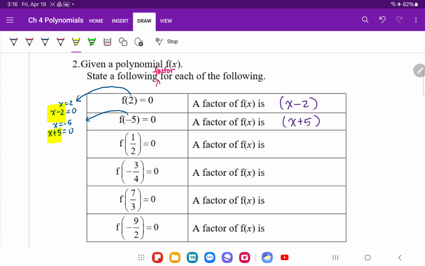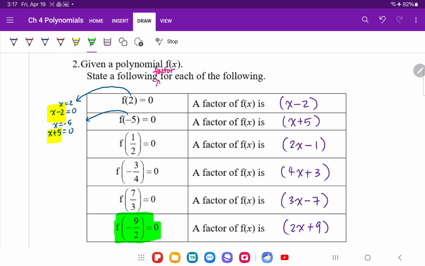Right? Okay, for the other few questions, this will be 2x minus 1. The next one will be 4x plus 3. This one will be 3x minus 7. And the last one is 2x plus 9. I will just show one of the examples, for instance, this one. Now, how did I get the factor 2x plus 9?